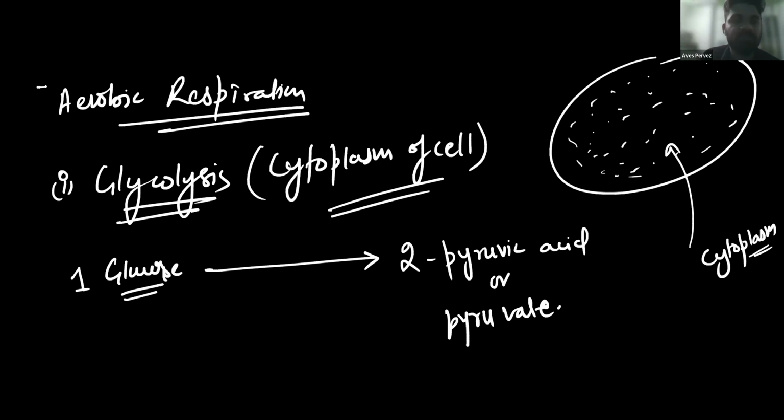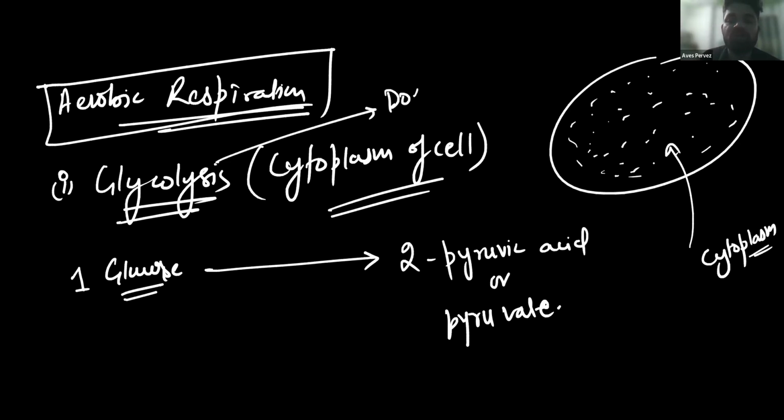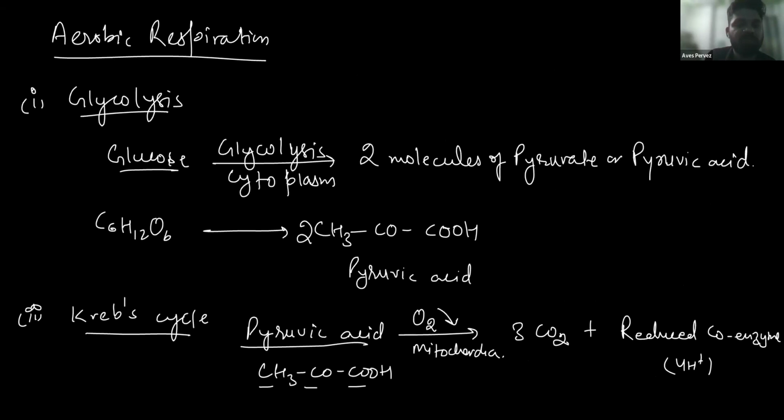This step does not require any oxygen. This is aerobic respiration, but this step, glycolysis, does not require any oxygen. It occurs without oxygen. I'm just going to explain this, though it is not asked in the examination, why the oxidation of glucose into pyruvic acid does not require any oxygen. So in glycolysis, the first step of aerobic respiration, glucose is broken down into two molecules of pyruvic acid or pyruvate, and it occurs in the cytoplasm of the cell. And why does it not require any oxygen?